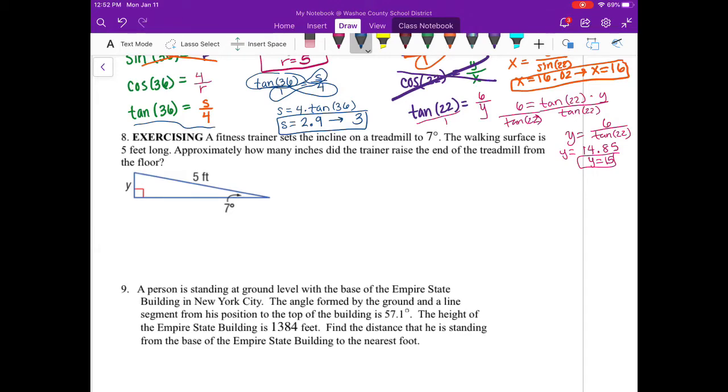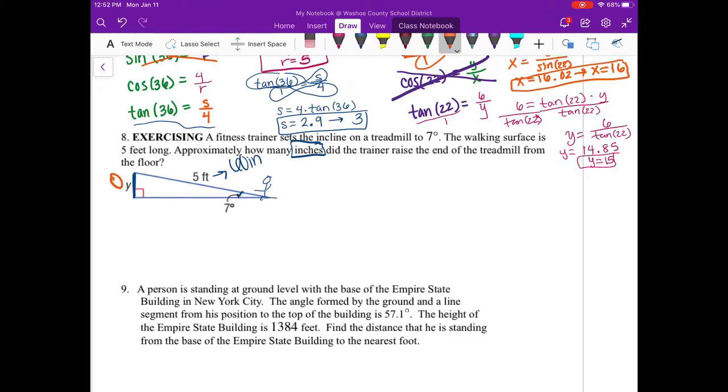In this case, we have a fitness trainer sets the incline on a treadmill to 7 degrees. So here's my incline. Let's pretend we're standing here. And we are looking for how far away the treadmill is from the floor. So we're looking for y. Now, it's asking me to approximate how many inches. So I have to keep that in mind when looking at my units. In this case right now, this says 5 feet. So I have to turn that into inches by multiplying by 12 because there's 12 inches in a foot. That means that 5 feet is the same as 60 inches.